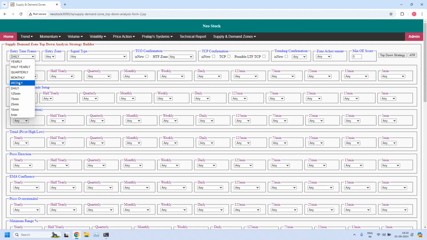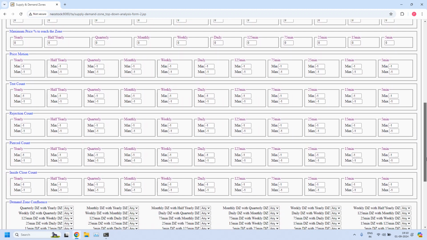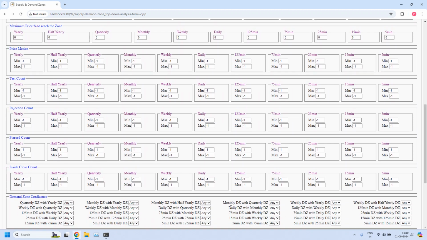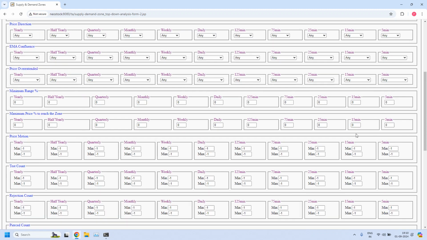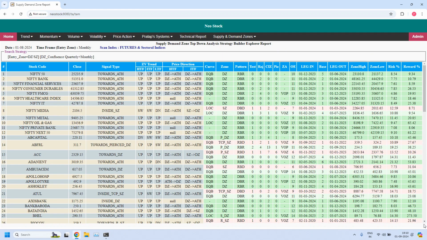Not adding any filters about EMA Confluence. Now I am going to, for monthly time frame, add only Zone Confluence. That means monthly demand zone and quarterly demand zone confluence I enabled without EMA filter. So we got a very big list. See, demand zone confluence, quarterly and monthly.